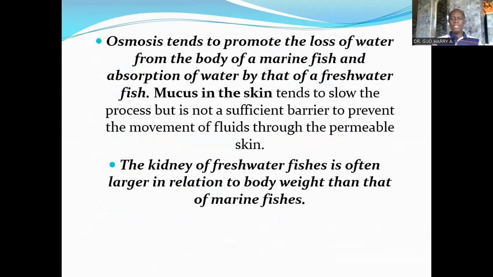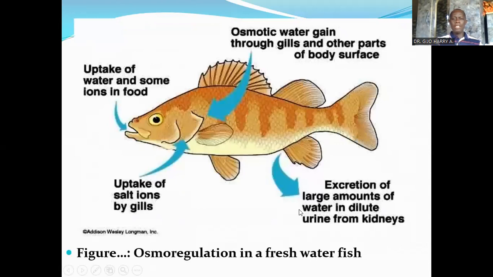The kidney of freshwater fishes is often larger in relation to body weight than that of marine fishes. The kidney is usually larger in freshwater fishes. Now, here is how osmoregulation takes place in freshwater fish.